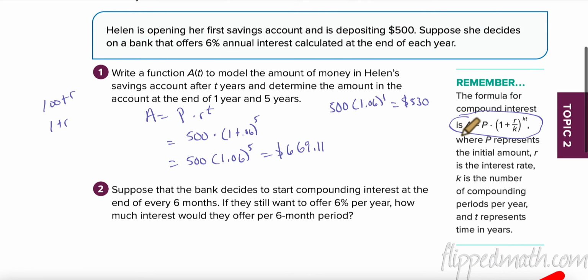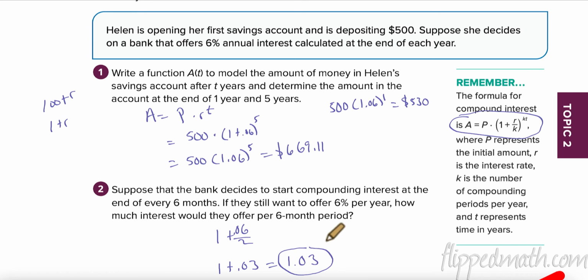Hopefully you've done this before. It's the same formula. P stands for principal, the money I start with. The K now stands for how many times something is compounded per year. All right, so let's figure out how much she actually would be compounded for per 6 months. So her rate would be 1 plus her 6%, which is 0.06 over the number of times we compound it, right? So that's 1 plus 0.03. So for each 6 month period, she's getting 1.03, all right?